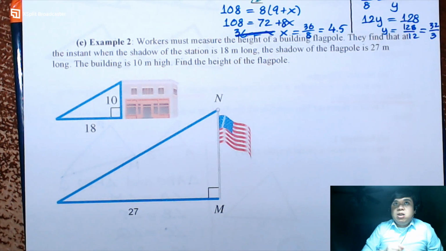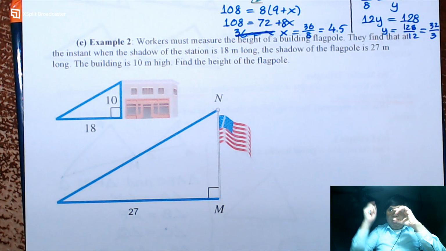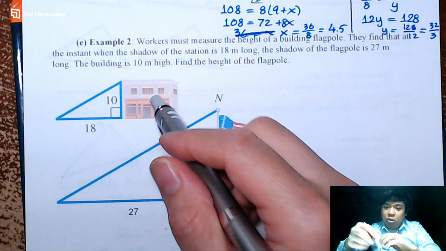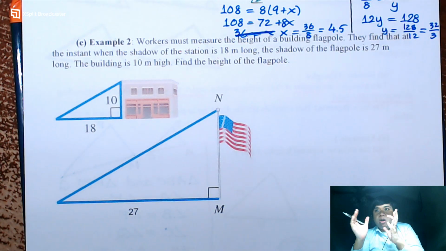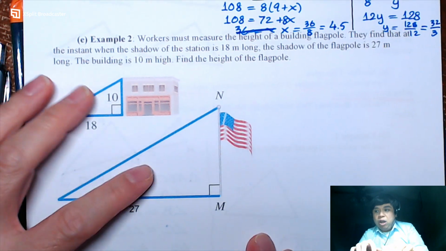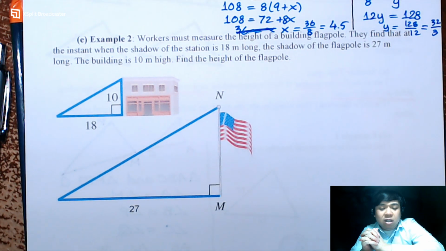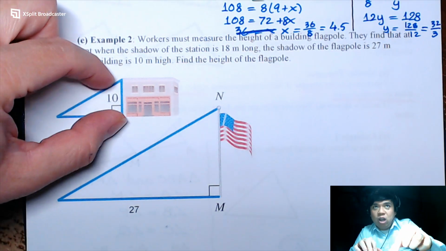At the same time, this is very important. If it's not the same time, the ratio of the sun relative to the building and the flagpole will not be the same. The shadow is not proportional. If it is at the same time, then we have similar triangles. This is a very classic problem. We can find the shadow and the actual length.